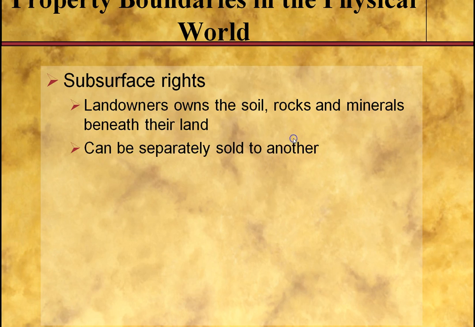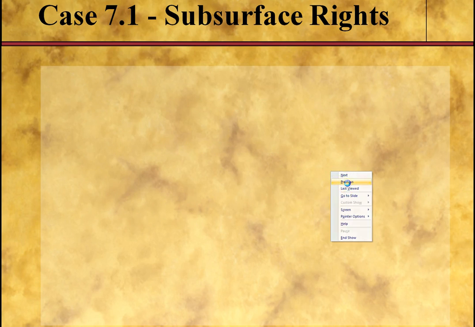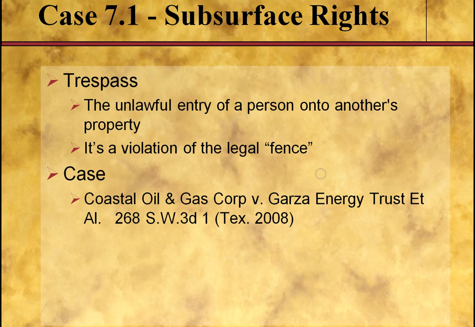There's also subsurface rights. The landowners own the rocks, soil, minerals, everything beneath the property. It can be sold separately, so you can own the property and you can sell the oil and gas rights below it. Trespass is the unlawful entry of one person to another's property. It's a violation of the legal fence.